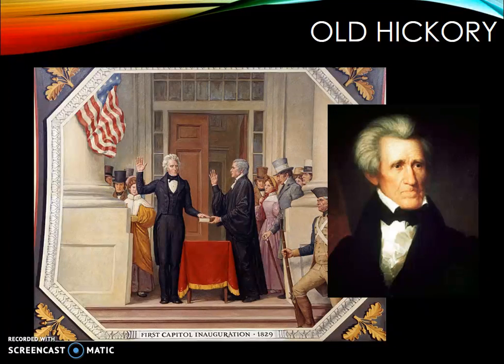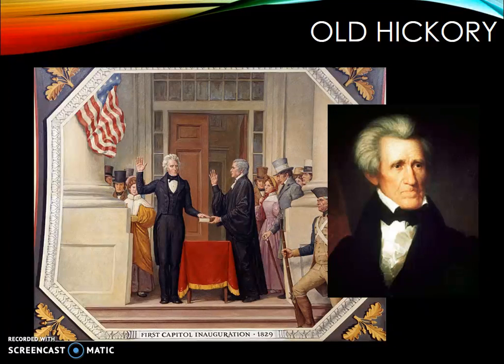And Andrew Jackson lived the rest of his life with a bullet in his chest that he got from this duel. He served his whole presidency with a bullet in his chest. So you can see why people liked him. He was definitely an interesting guy, the epitome of the American dream, a self-made man, like I said.